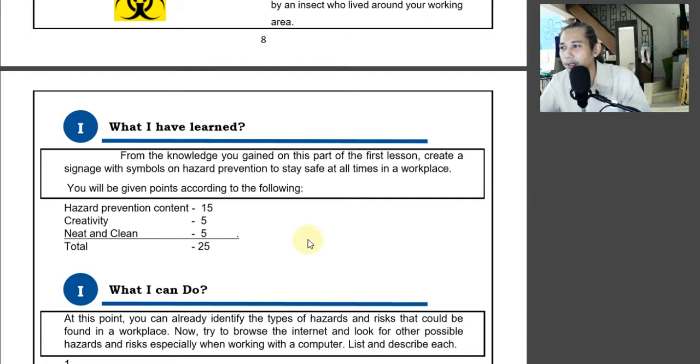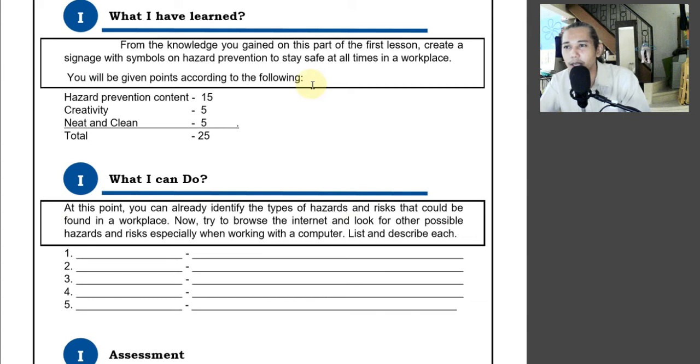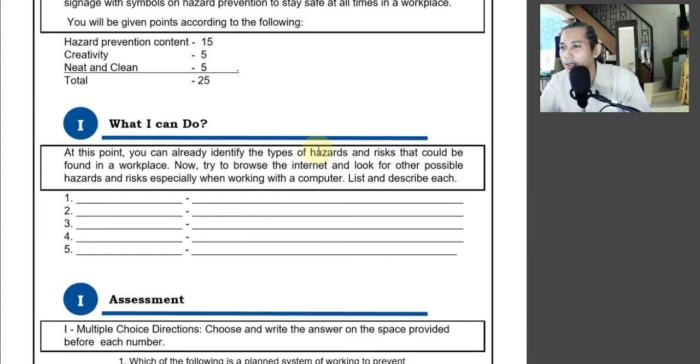Now, let's go to your activity. From the knowledge you gained from this part of the lesson, create a signage with the symbol, hazard prevention to stay safe, and the items in the workplace that you will be given points according to the following. We have here the hazard prevention content and your creativity. I want to see some creativity, and I want to see that your work is neat and clean. Nasa answer sheet na yan, nagbigay ako. Pero kung wala kayong answer sheet, you need to use a different paper for this.